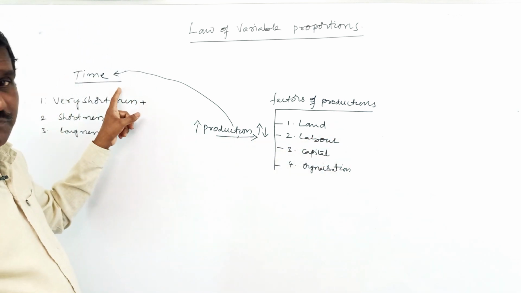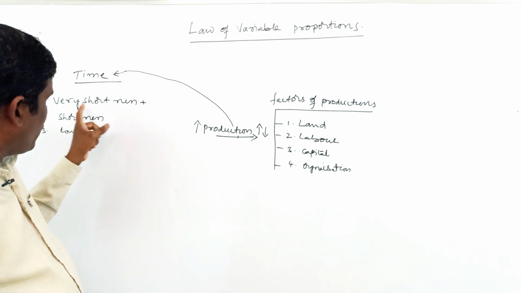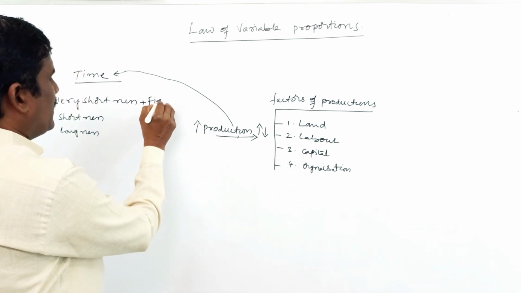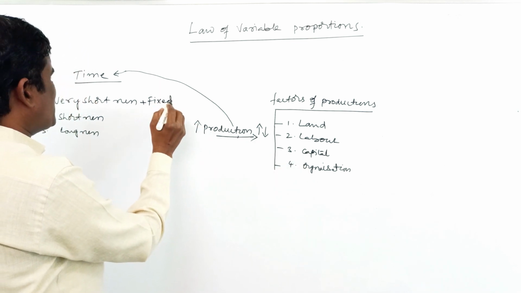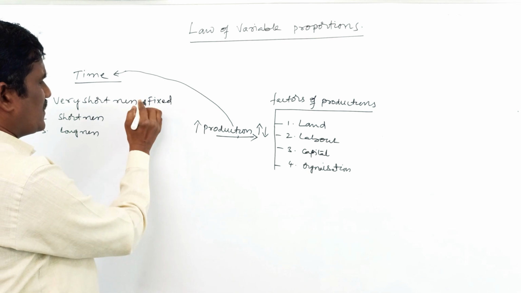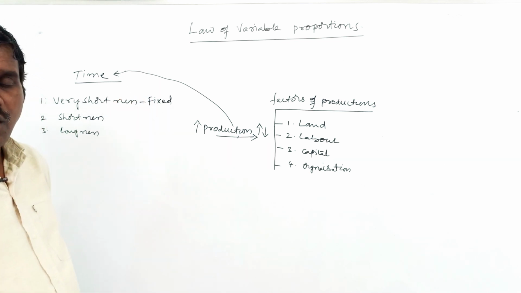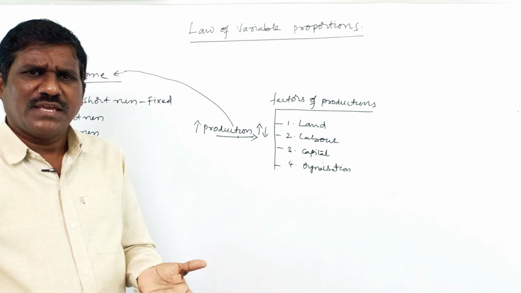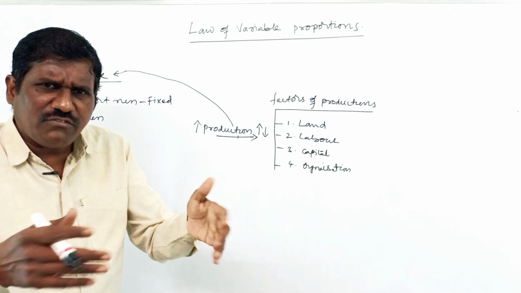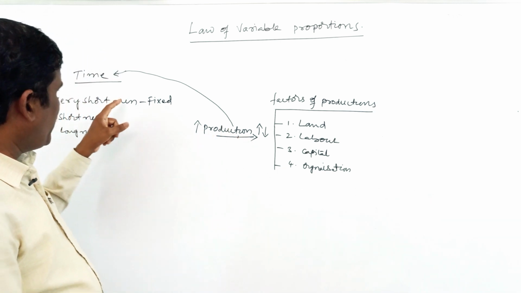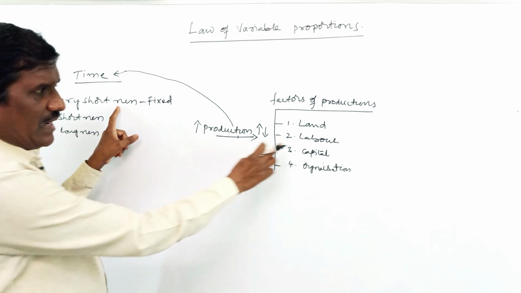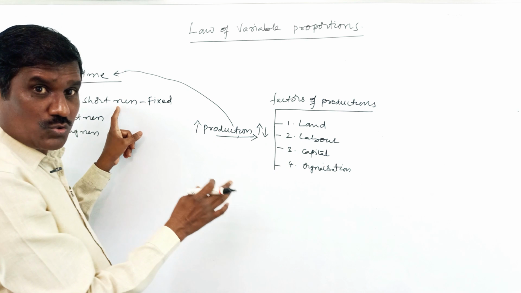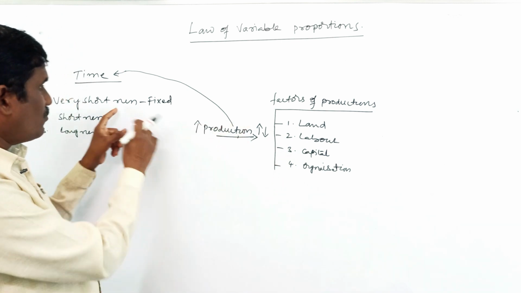In the short run, if you want to continue or increase the production, these factors are divided into fixed factors. In the short run, all factors are fixed. Why? Because it's a little more time. In a little more time, we can't change any factors of production. So if you want to increase the production in the short run, land has to be increased, labor, capital, all factors should be increased. So to change all the factors of production, we have no time.